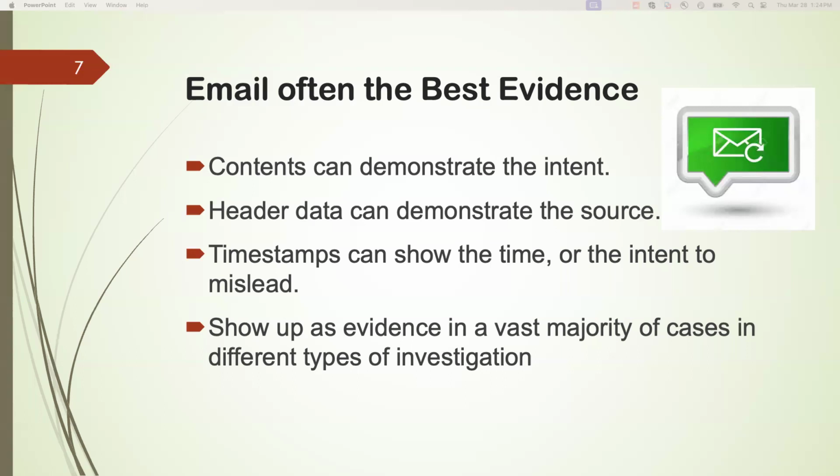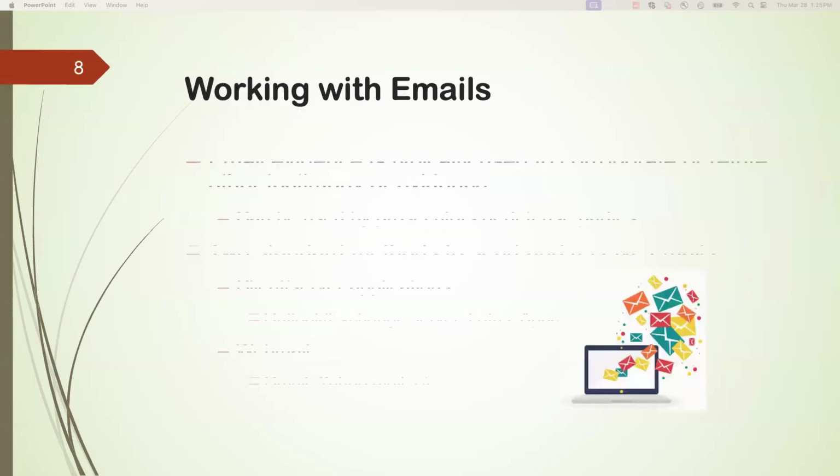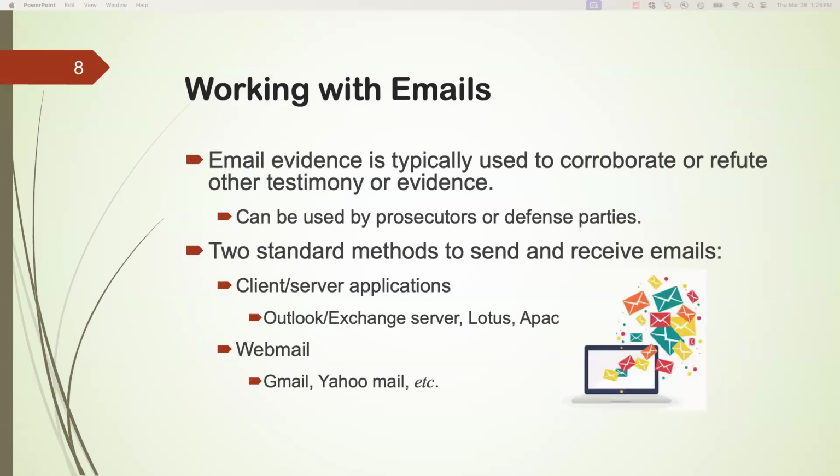For example, as in the previous slide, if you remember, they might not have a direct link to a crime, but they can show up as evidence of other crimes, and we would have to investigate those. In order to investigate the emails, the first thing we need to know is how emails work, and what the different ways are in which we can send and receive email. Email works basically in two ways.